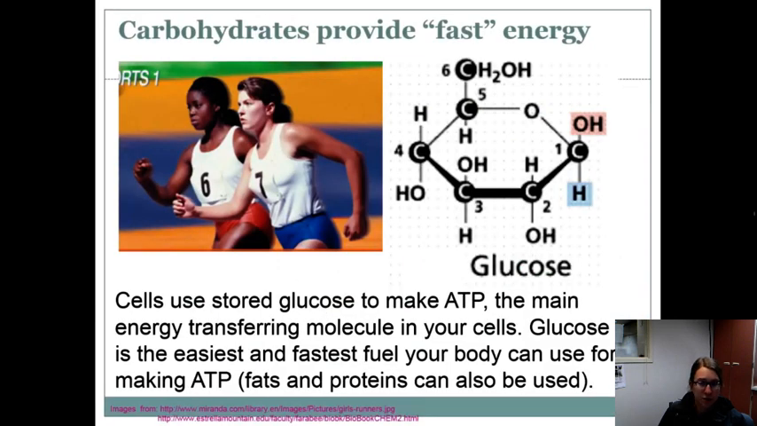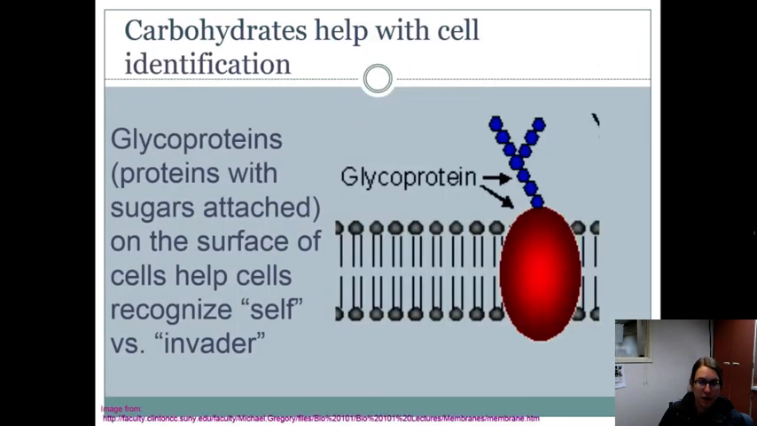So, major functions of your carbohydrates, we already said that monosaccharides like glucose are used to get fast energy. You can break them down, and breaking down those bonds releases energy that we use to make ATP, which is the name of our main energy molecule in the body. So the easiest thing to break down for energy is monosaccharides like glucose. Another thing that we use them for is for identifying your cells.